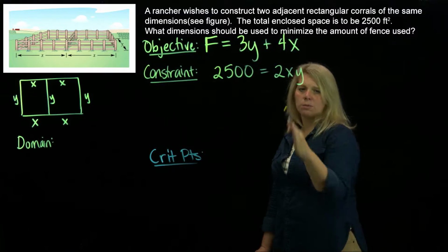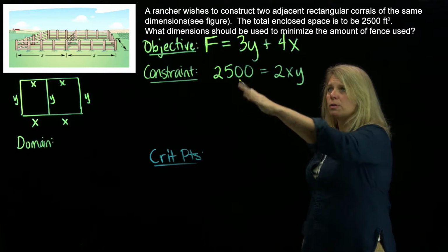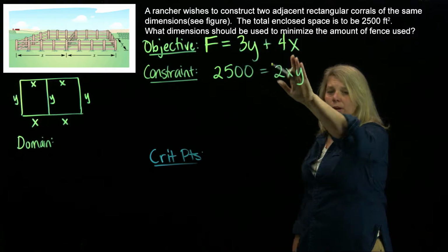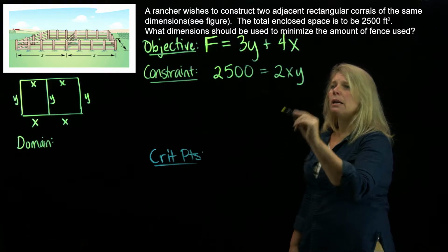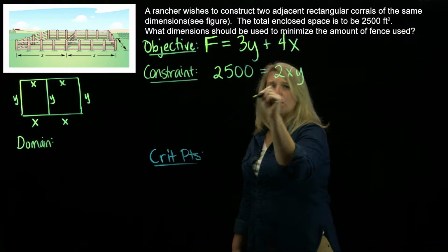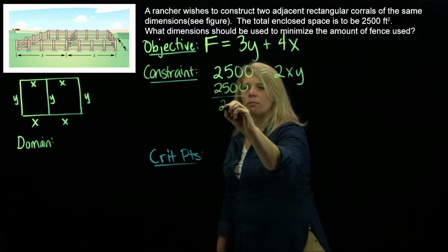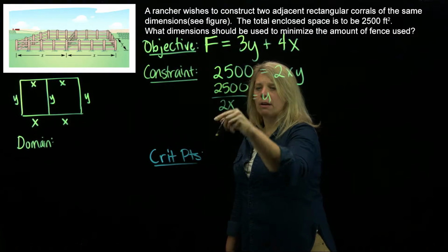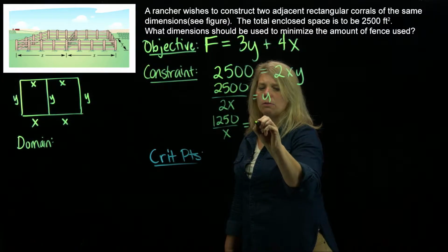Next step in all of these problems is to solve the constraint for one of the variables so that you can reduce the number of input variables in your objective function. So this time I'm going to solve for y. I'm going to divide through by 2x, and if I reduce that, I get 1,250 over x equals y.